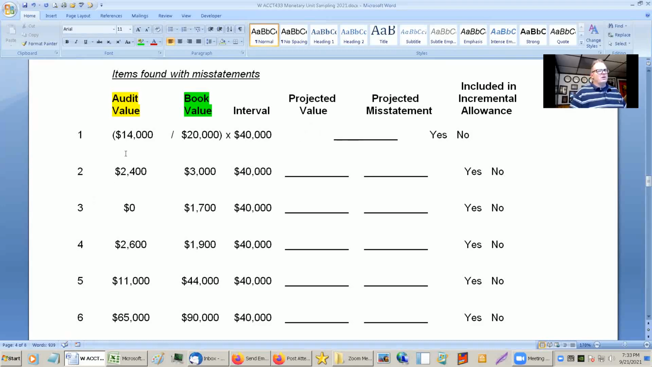Okay, so 14,000 divided by 20,000. Where's Mr. Calculator? Turn on calculator cam. There it is. Okay, so 14,000 divided by 20,000 equals 0.7 times 40,000. Okay, so the projected value would be 28,000.